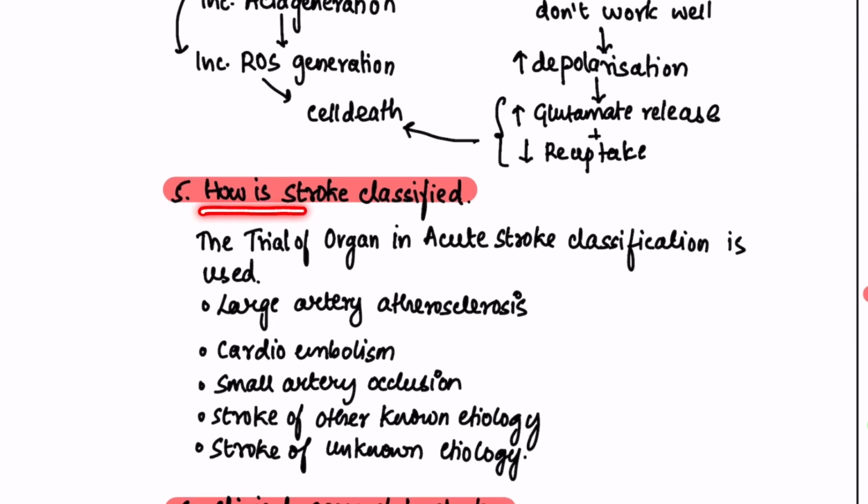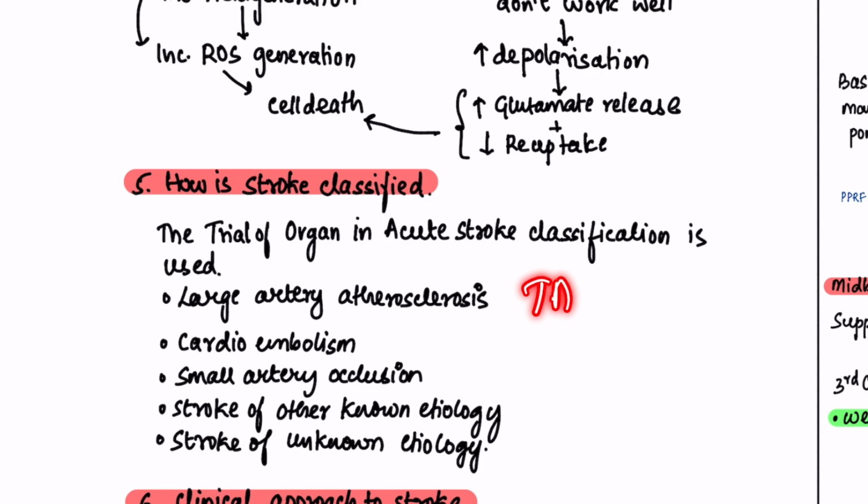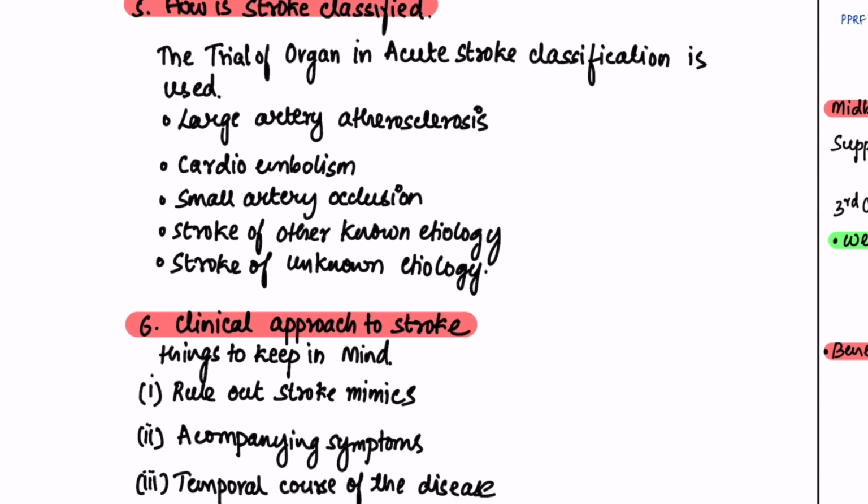Now coming to how stroke is classified. Stroke is classified using the Trial of Org in Acute Stroke Treatment classification, or the TOAST classification. Why this sort of classification is used is because more than 70% of all strokes can be classified under these headings. That is large artery atherosclerosis, cardioembolism, small artery occlusion, stroke of other known etiology, and stroke of unknown etiology.